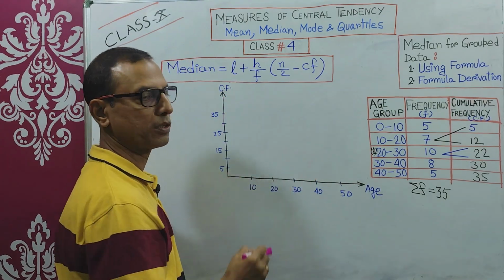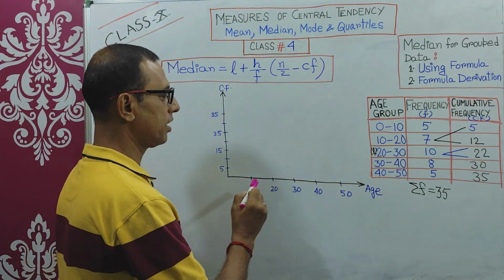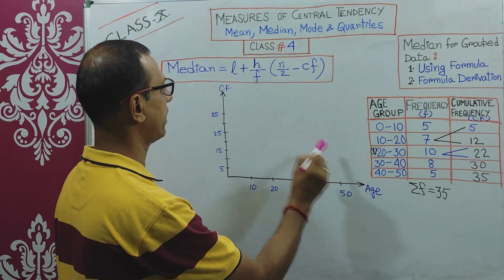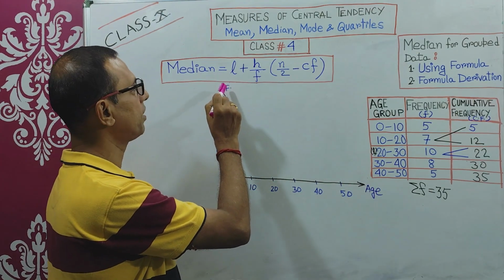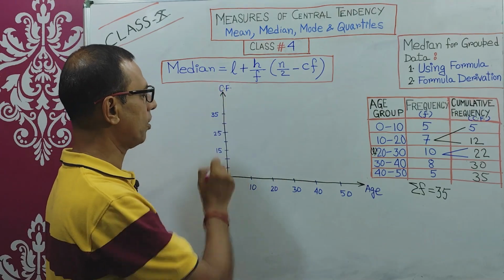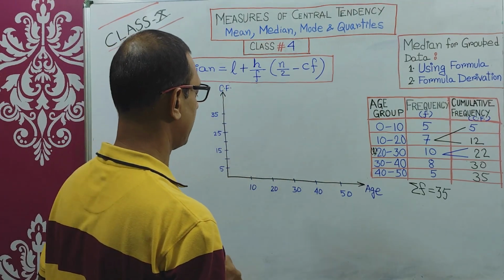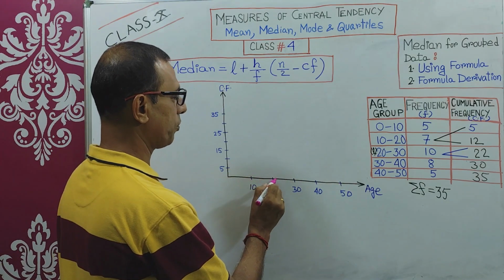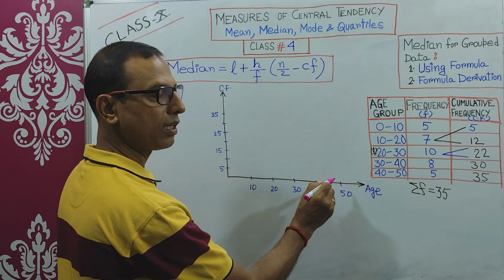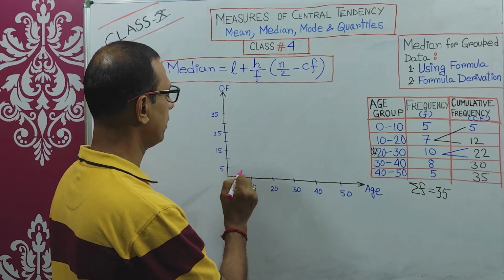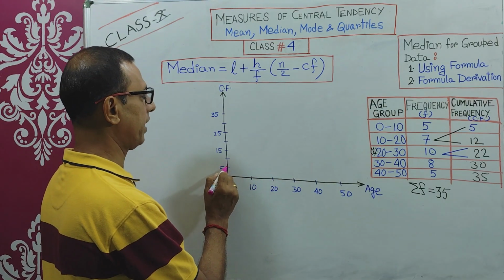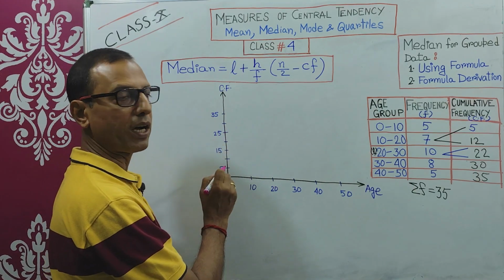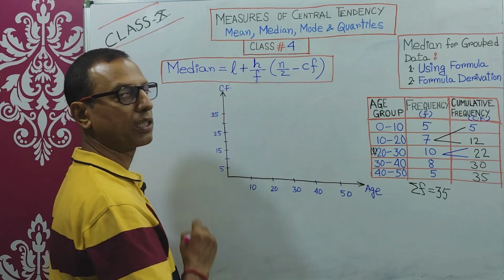You need to plot all these points, right? Here you can see in this x and y axis, age is along the x axis, and CF, the cumulative frequency, is along the y axis. For the age groups 10, 20, 30, 40, 50 the class interval is 10, and on the y axis every interval is 5, 10, 15 up to 35.